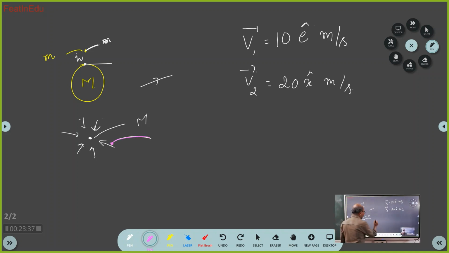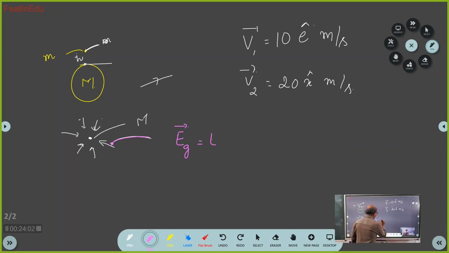The name I am going to give to this vector is Eg bar. For velocity I give V bar, for acceleration I give A bar, and for some vector generally I will give the name Eg bar. Now you will understand what Eg bar is. Eg bar is a vector.